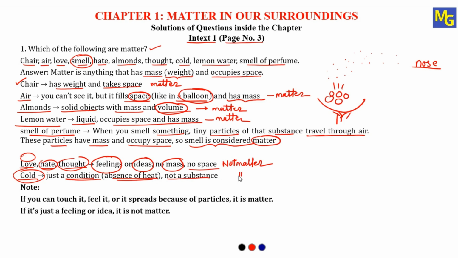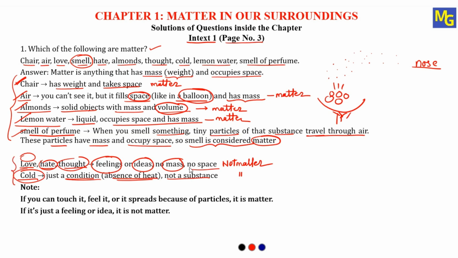And that's why, according to the question and the explanation, chair, air, almonds, lemon water, smell of perfume, these all are matter. These all come under matter. And love, hate, thought, cold, these all are not matter.